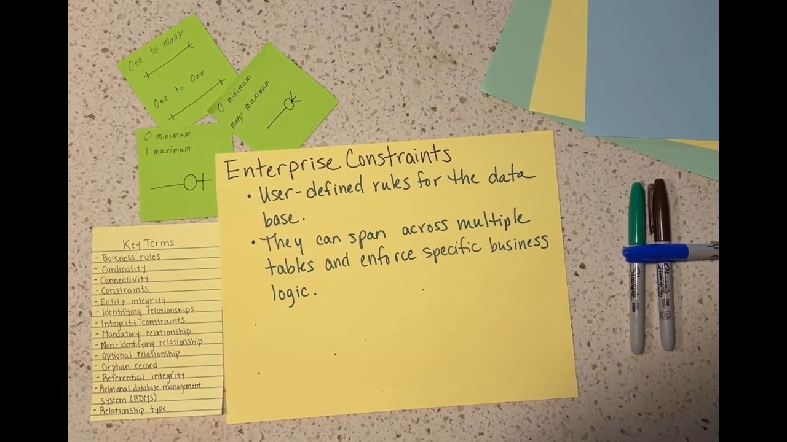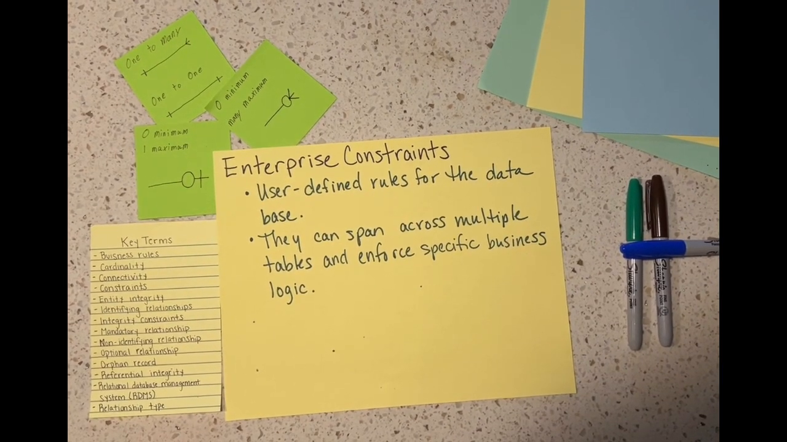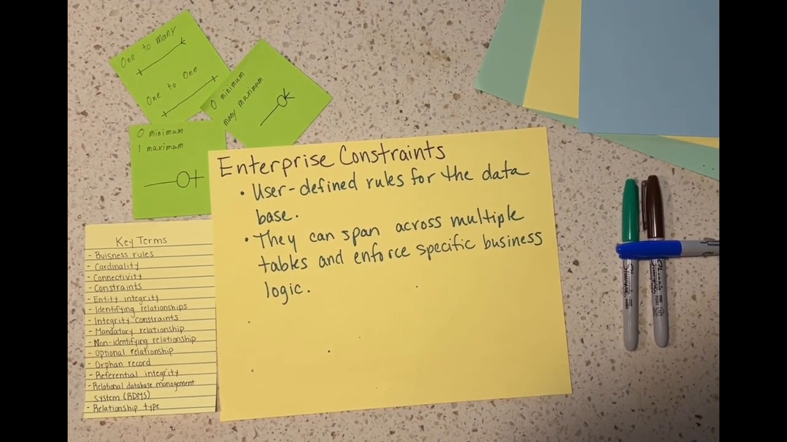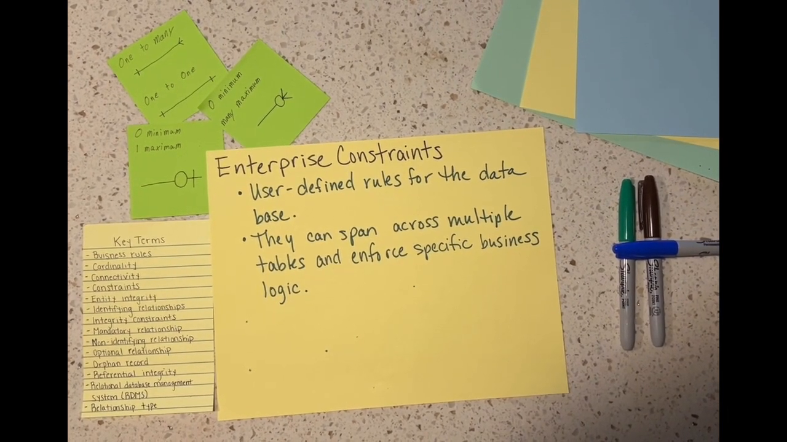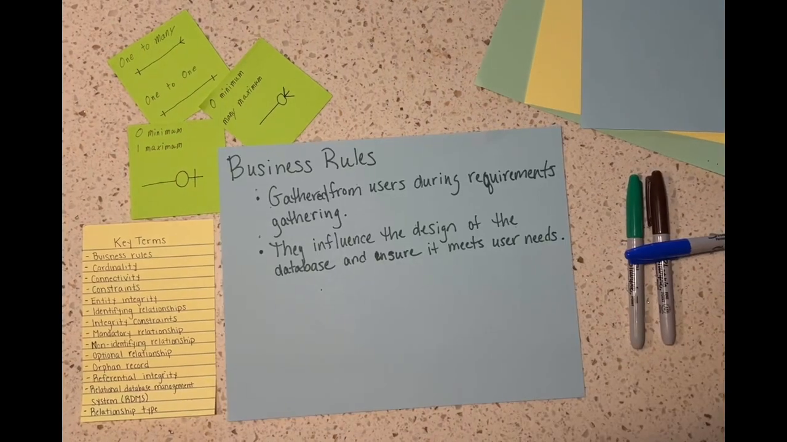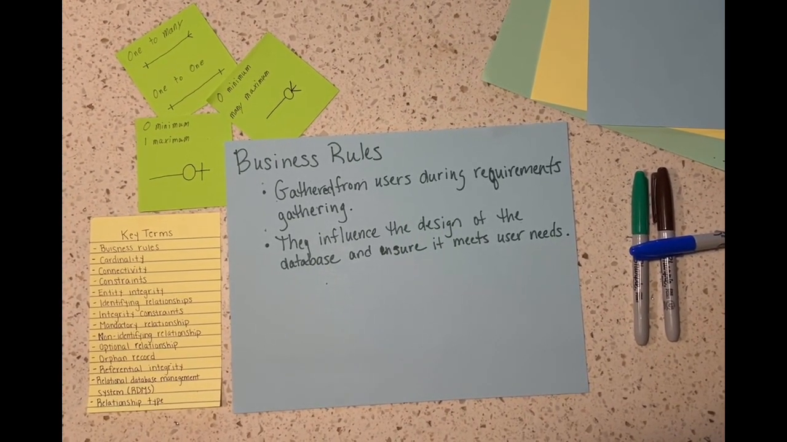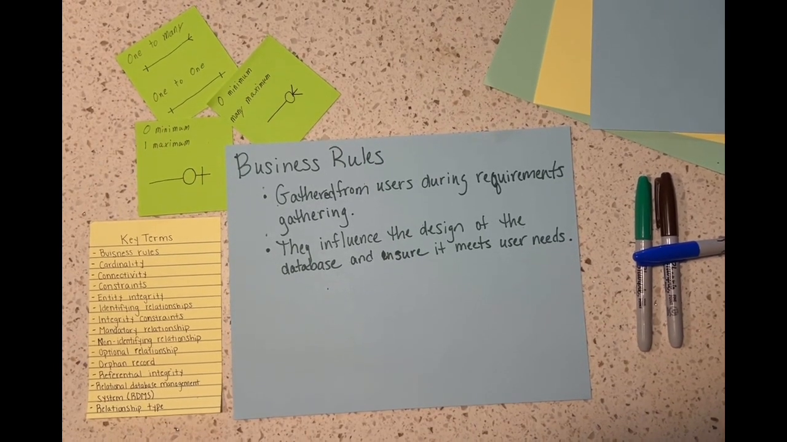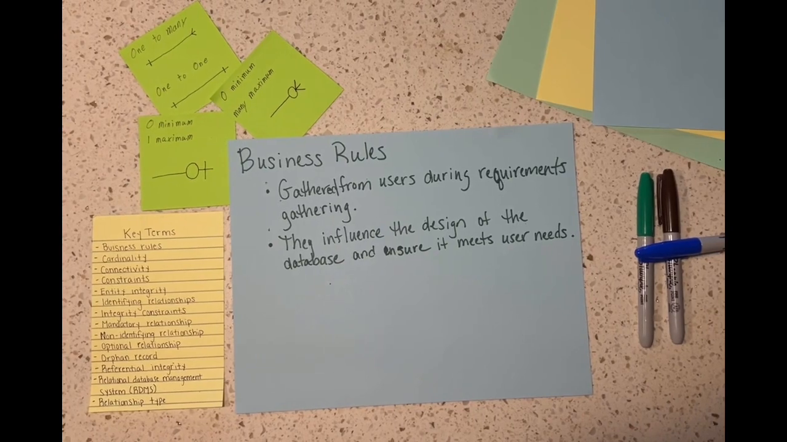Enterprise constraints are user-defined rules that go beyond individual tables, encompassing multiple entities. These constraints are based on specific business logic and are crucial for database integrity. Business rules, on the other hand, are gathered from users during the requirements gathering phase. They guide the design of the database, ensuring it aligns with user needs and expectations.